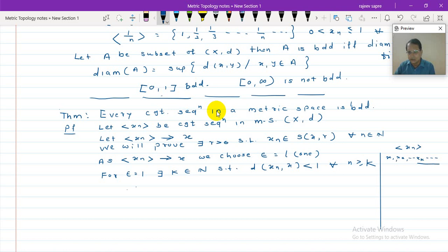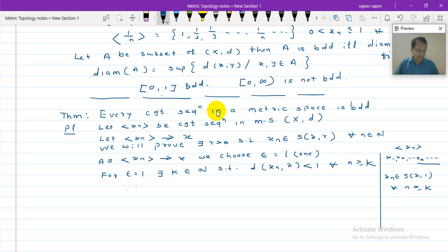So from this term onwards, whatever remaining terms are there, they are lying in the ball centered at x with radius 1. So what this statement implies is xn belongs to Sx1 for all n greater than or equal to k. I hope you understand this. Whatever we are saying here is equivalent to this. So the question is, what happens to the remaining terms? We know now that from the kth term onwards, all those terms lie in this open sphere whose radius is 1 and center is x.